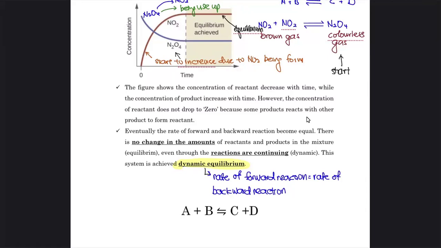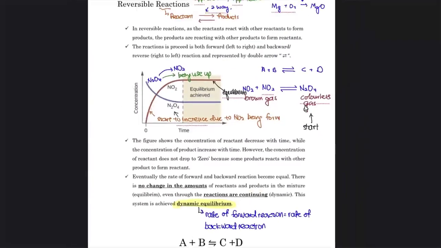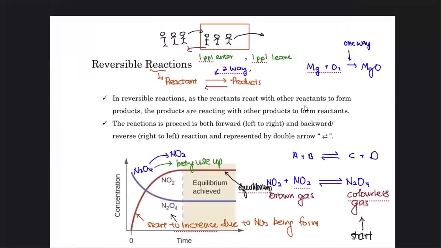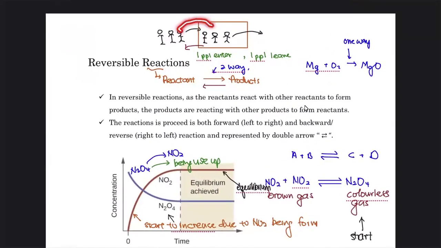That is called the dynamic equilibrium, right? So like the students, these are the people who go into the classroom and at the same time they leave the classroom at the same speed. So we call this dynamic equilibrium.